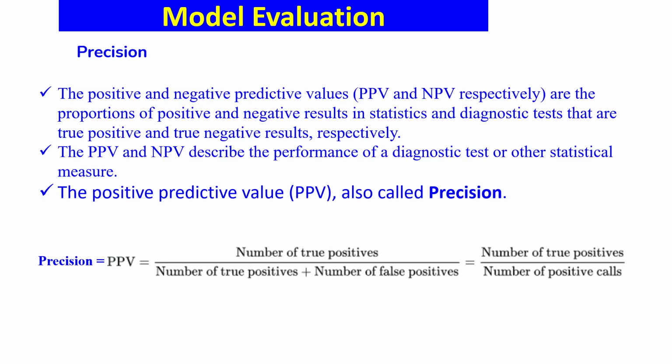In precision, what do you do? Positive and negative predictive values are proportions of positive predictions or negative predictions in statistics. So, we can use them as a diagnostic test and define precision. Precision is the number of true positives divided by the number of true positives plus false positives. It also gives you an idea of how correctly the positive values are predicted vis-a-vis total predictions of false negative, false positive and true positive.